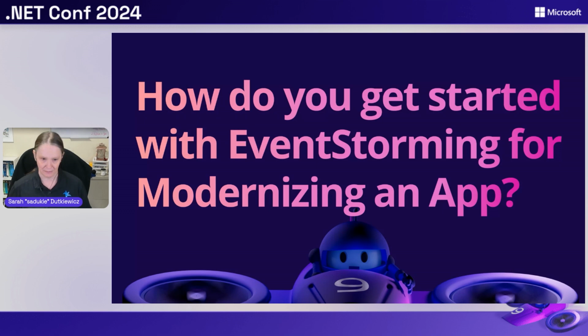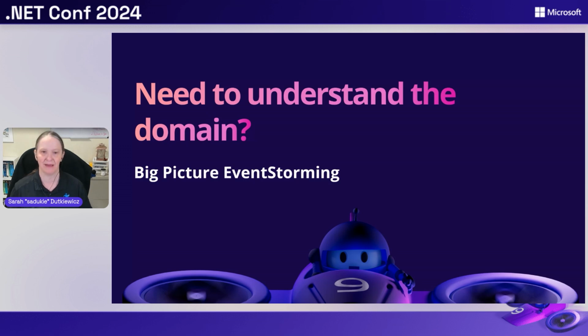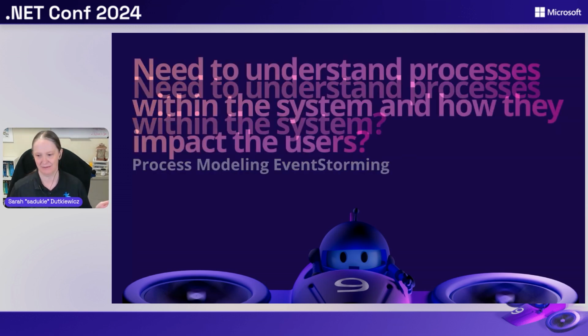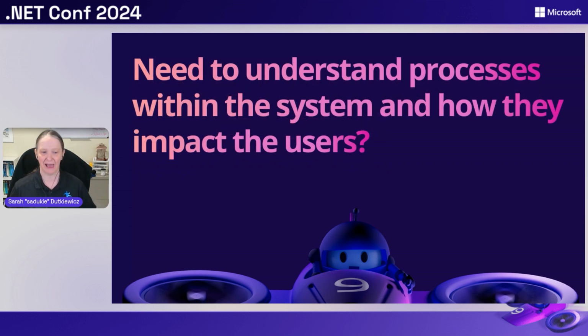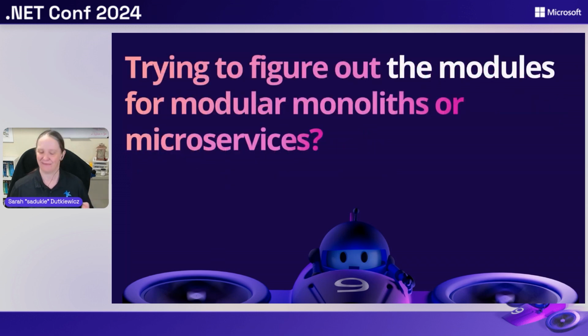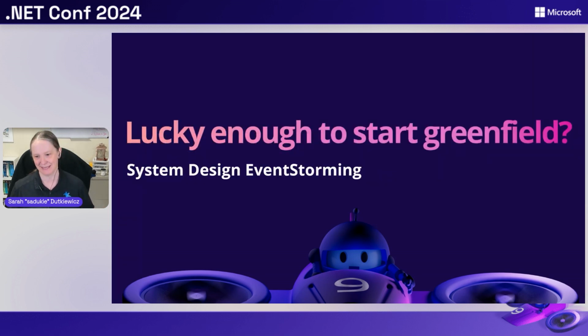All right, so how do we get started with event storming for modernizing an app? It all goes to, it depends. Where do you want to start? Do you understand the business domain? Do you understand the business well enough? If you don't, don't panic. That's what big picture event storming is. Remember, that goal is discovery. Understanding the process within the system is process modeling event storming. How they impact the users, I call that people experience event storming. Getting into the modules and the modular monoliths or microservices and having those conversations happens in refactoring. And if you're lucky enough to go greenfield, then it's going to be in system design.